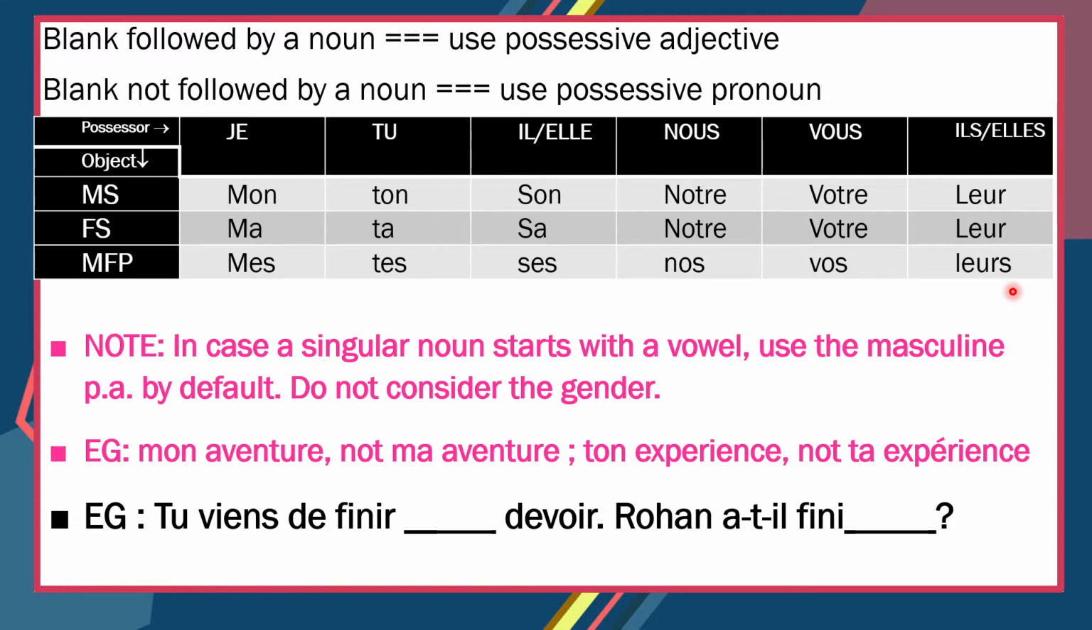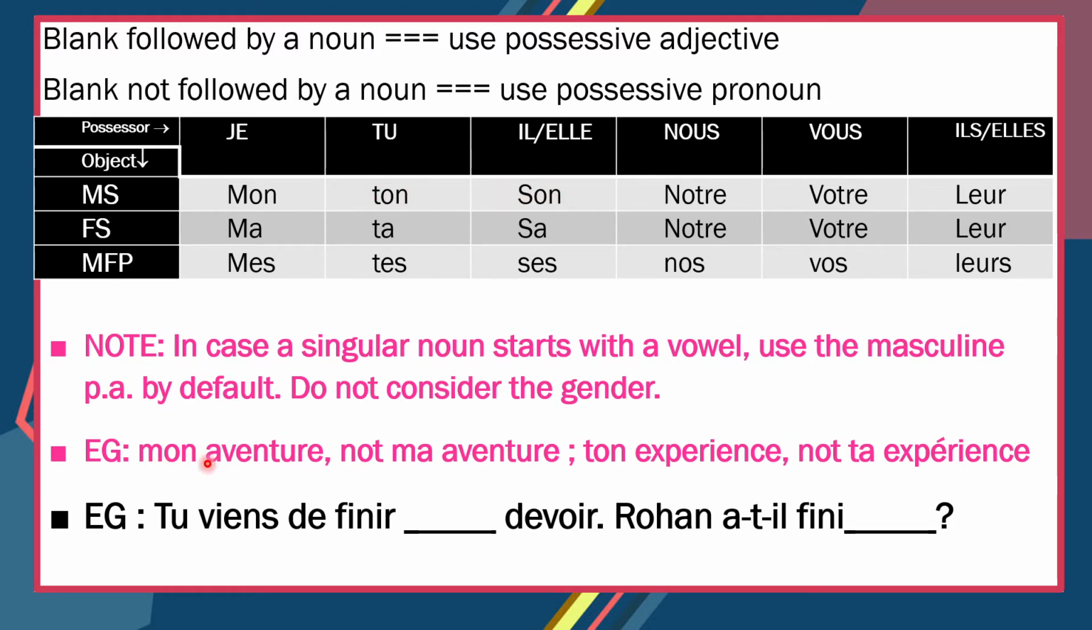Now there is one note, one exception that you need to be wary of. In case you have a singular noun starting with a vowel, you have to use the masculine possessive adjective by default. You do not consider the gender when you have a singular noun starting with a vowel. For the last three persons, masculine singular and feminine singular are the same. For the first three persons, je, tu, and il or elle possessors, if you have a singular noun starting with a vowel, you have to use the masculine possessive adjective by default, even if your noun is feminine.